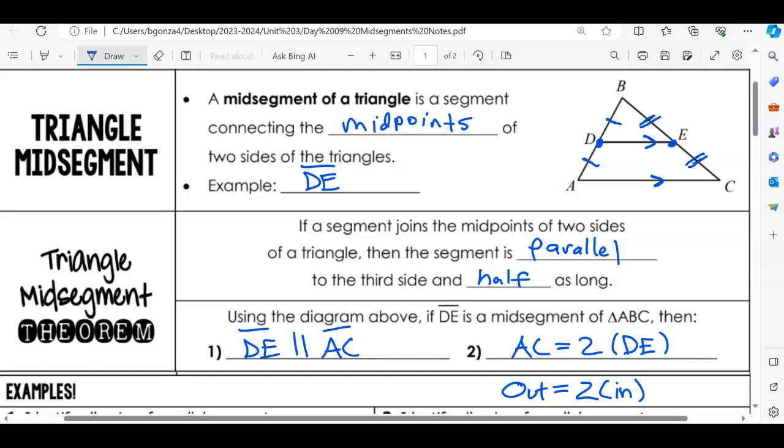All right. Let's go ahead and scroll down. We're going to do example 1 to the end of this page.